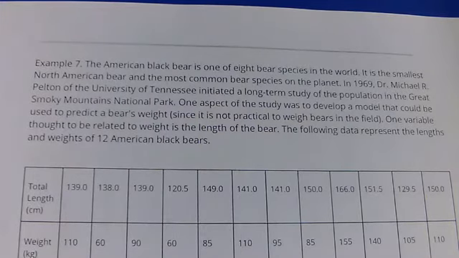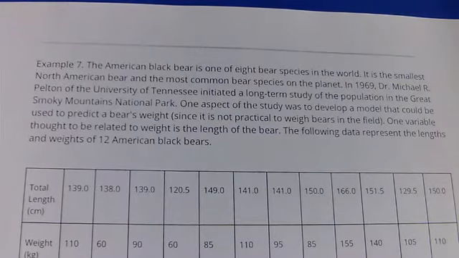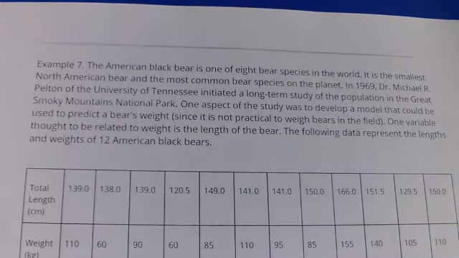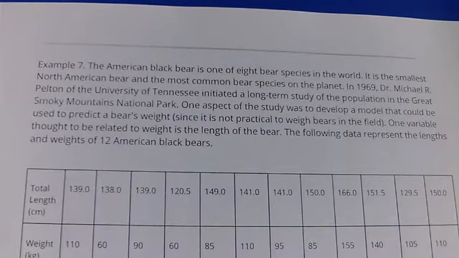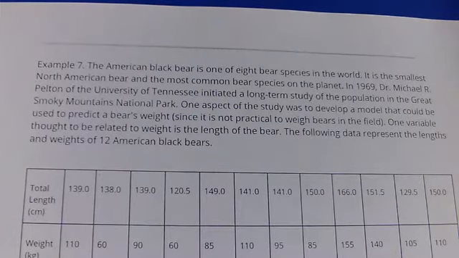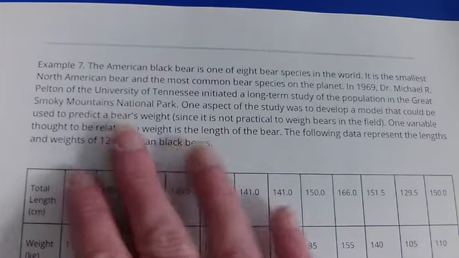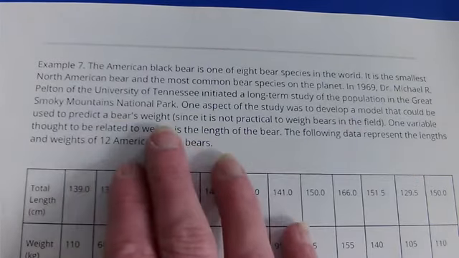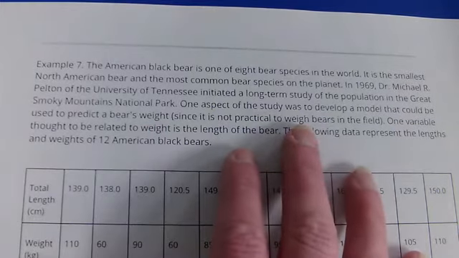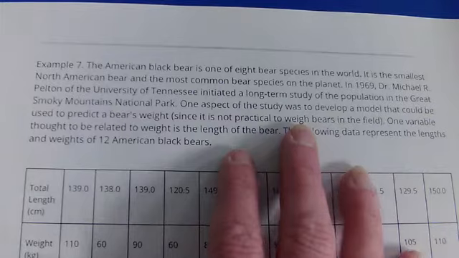So the American black bear is one of the 8 bear species in the world. It is the smallest North American bear and is the most common bear species. They did a long-term study of the population in the Great Smoky Mountains. One aspect of the study was to develop a model that could be used to predict the bear's weight, since it's not practical to just walk up and ask a bear to get on a scale.